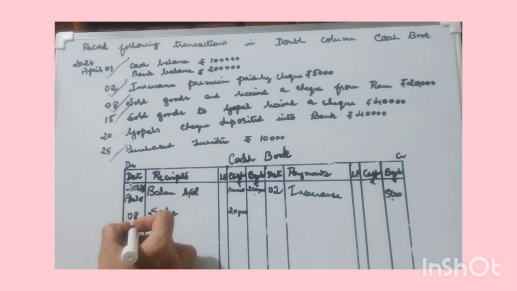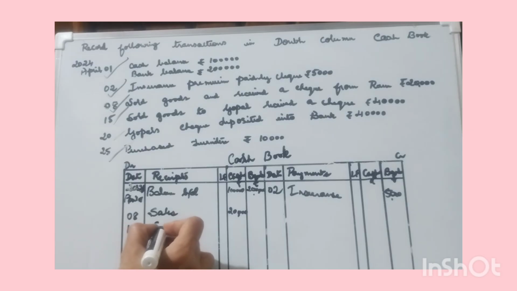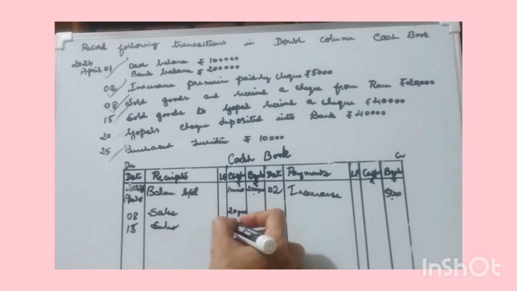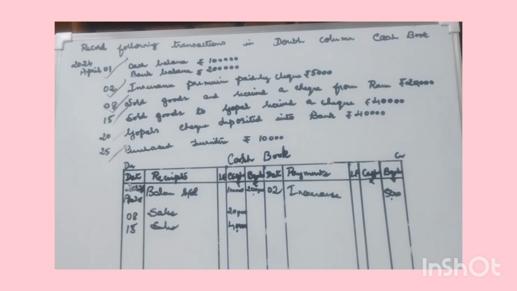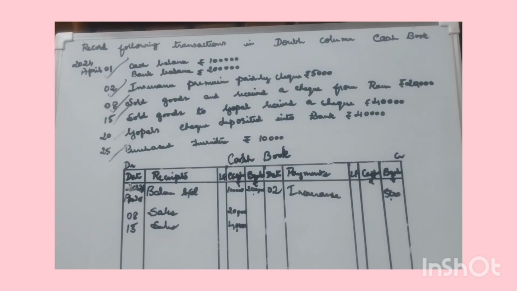Again 15th, sold goods to Gopal. So this is a sales transaction. So check is received, once again 40,000 under cash column. Next, 20th, the check is deposited into bank. So what is the check received from Gopal? The firm has made deposit of this check for the collection on 20th. So it is treated as contra entry.